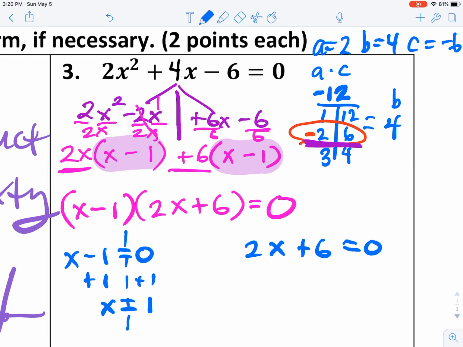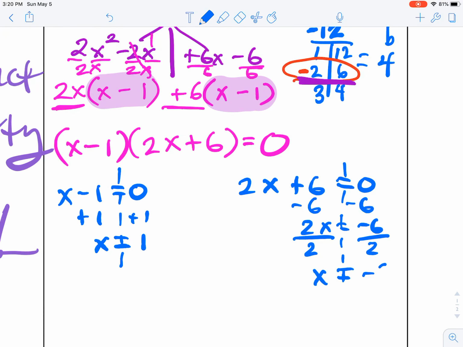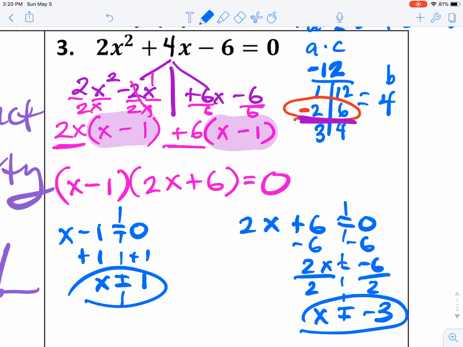And x is going to equal 1. Sorry about that. x is going to equal negative 3. Those are my two solutions. I can plug them back in. They're going to yield an answer of 0, which is what we're looking for. That's why we call them the zeros.